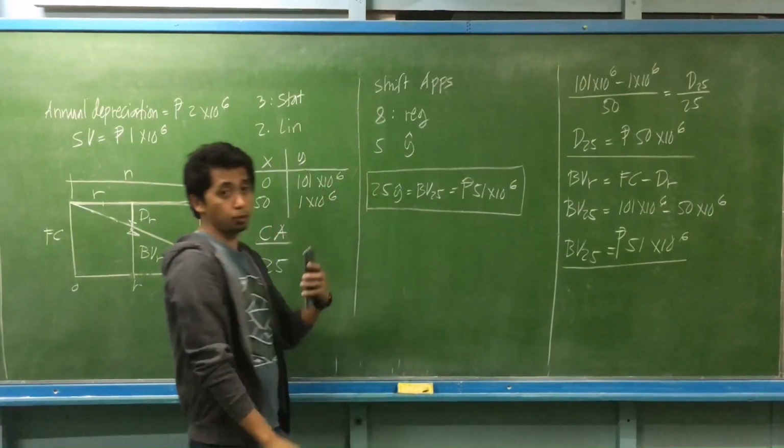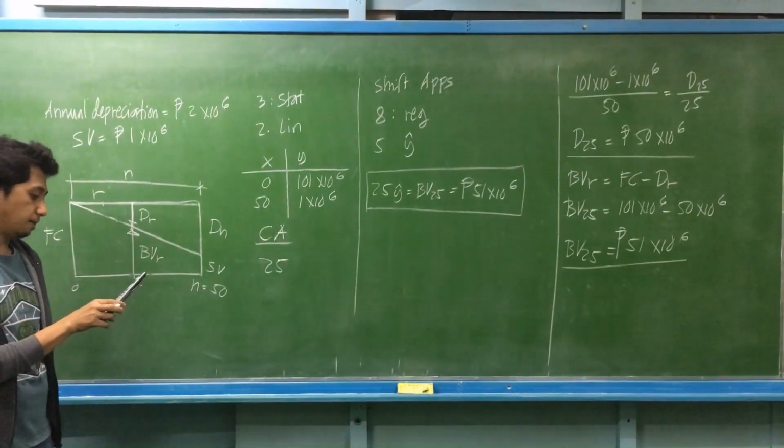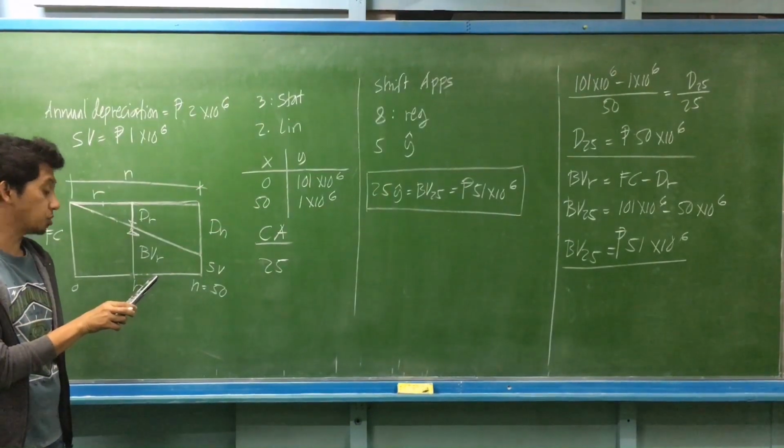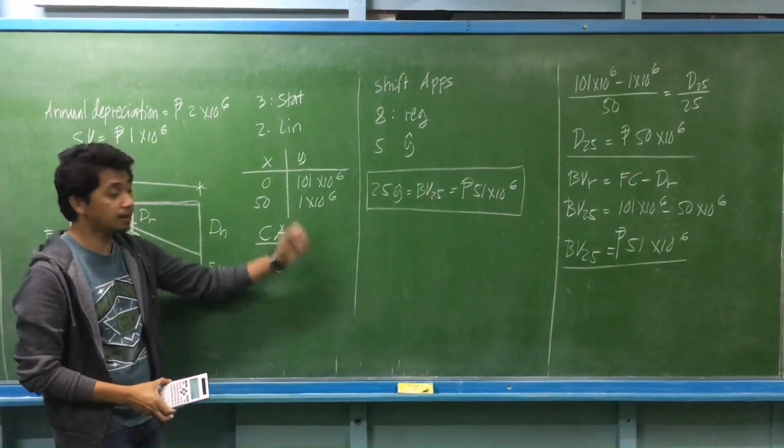Okay? That is kung paano gumamit ng mode stat using Canon F-789 SGA. Okay? Kapag straight line method at ang hinahanap ay book value.